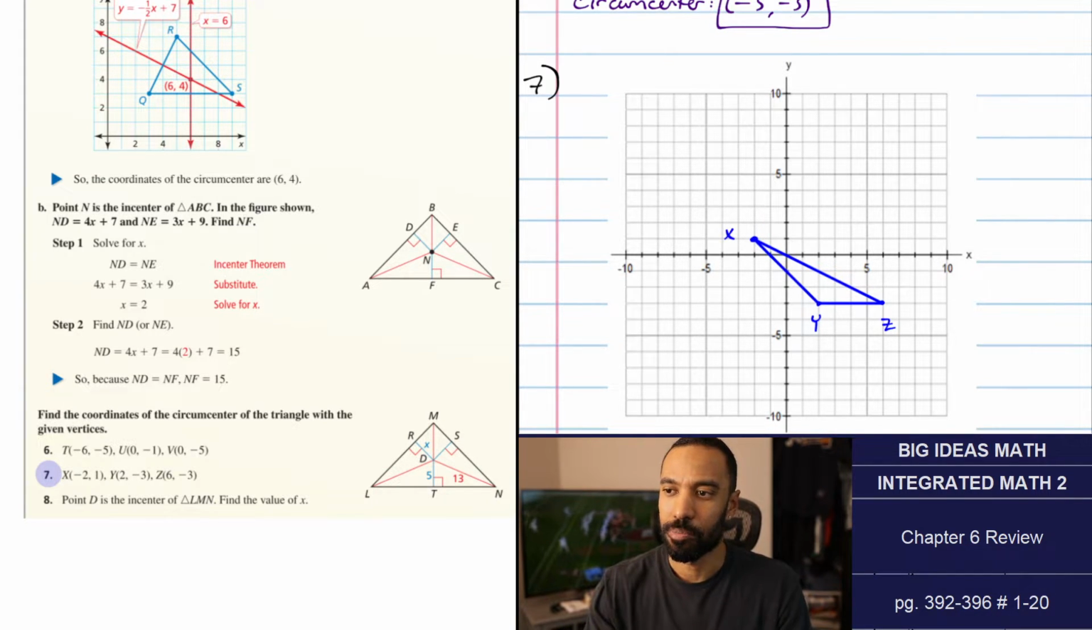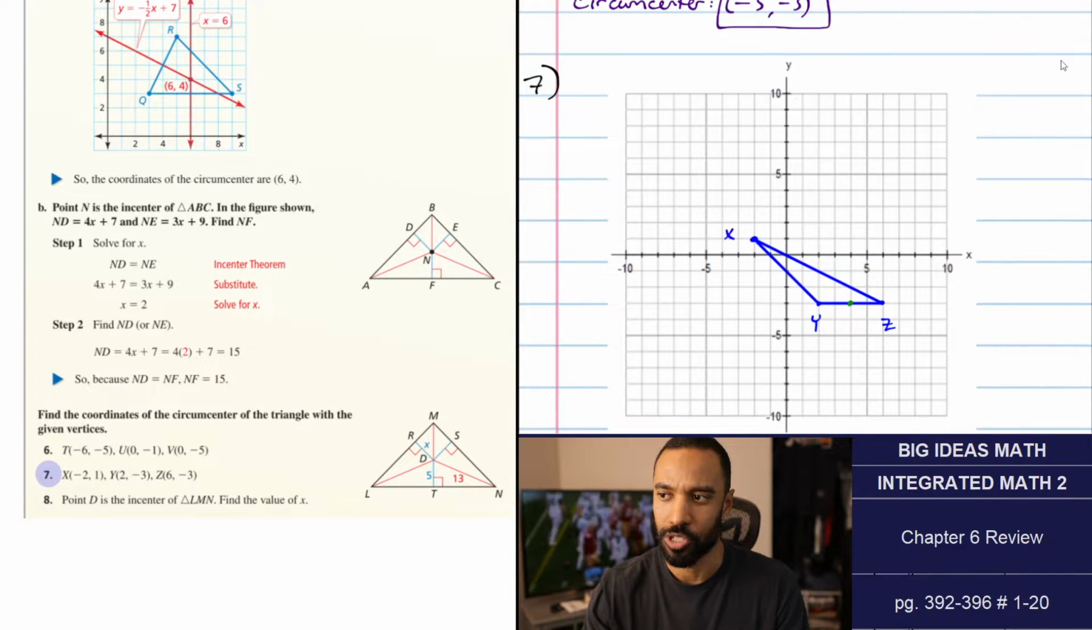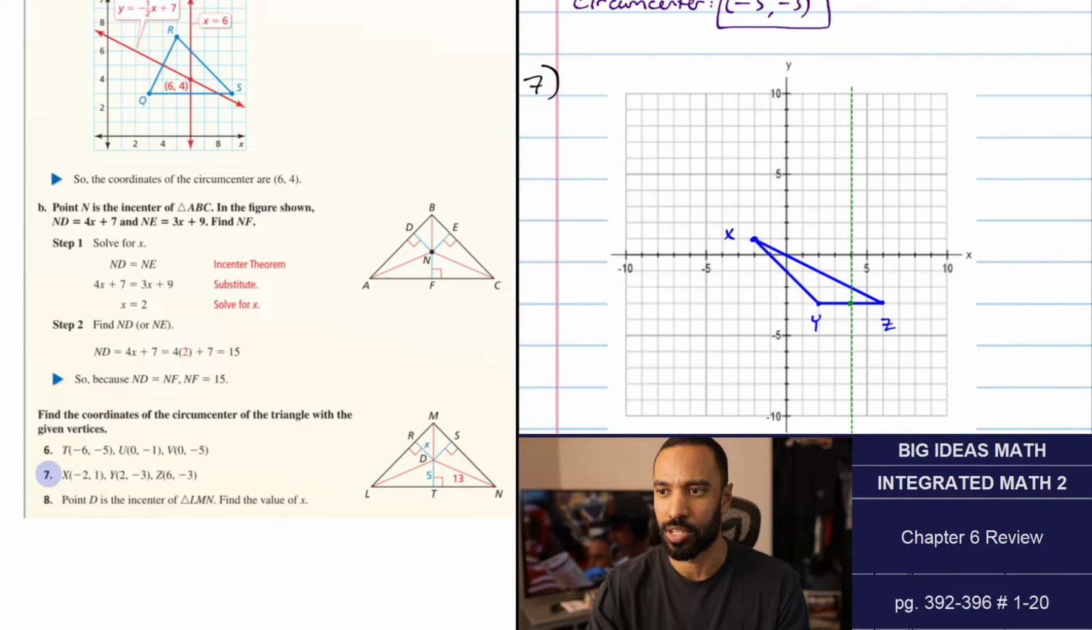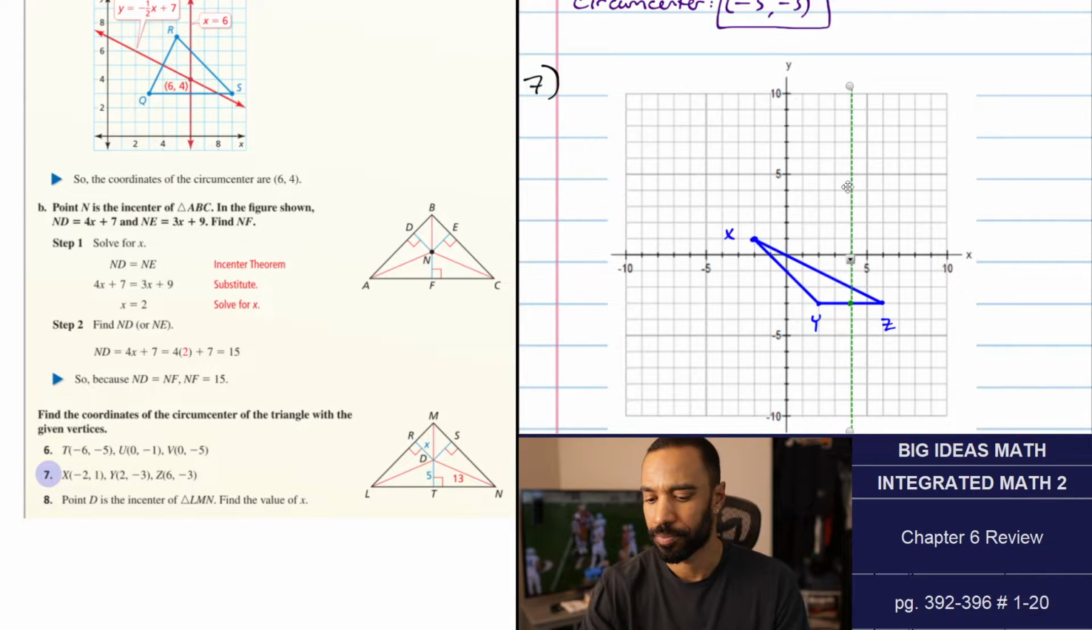Now, one of the easier perpendicular bisectors to draw is one from Y to Z. You can find the midpoint halfway in between like that. And again, it's a horizontal line. Perpendicular to it is a vertical line. So I'm going to go ahead and draw one of those. You really want to extend these out because maybe you don't know which direction these things are going to go. But the circumcenter is outside of this triangle here.